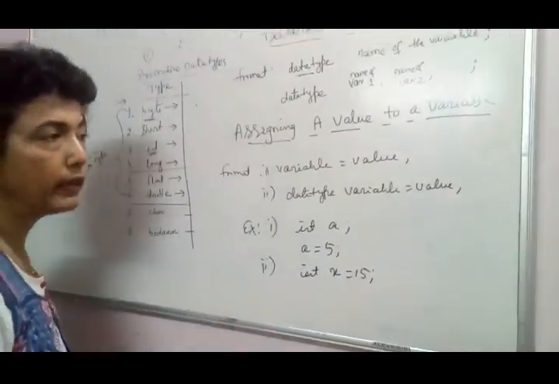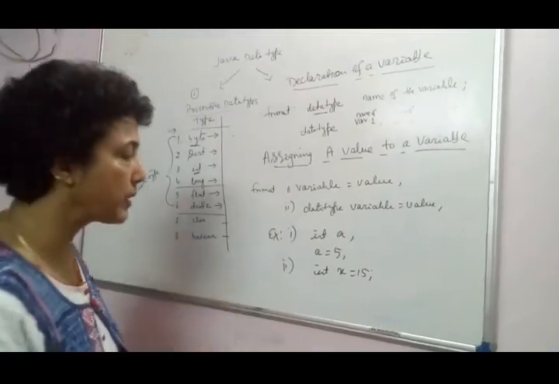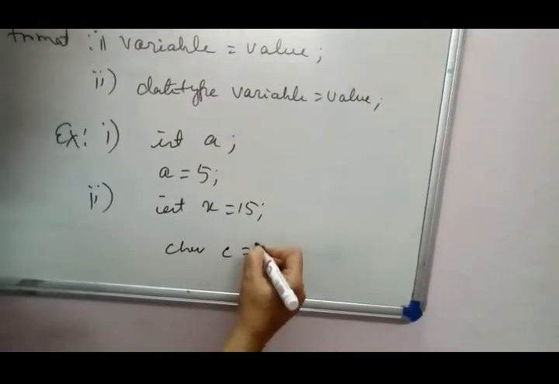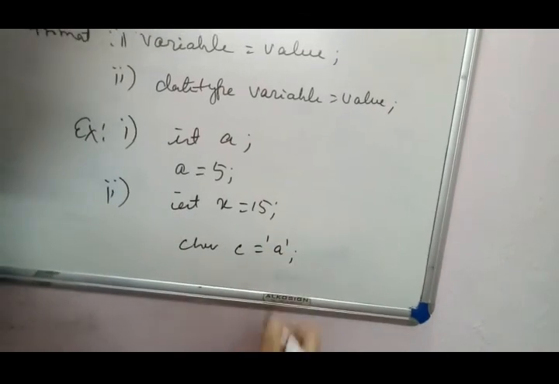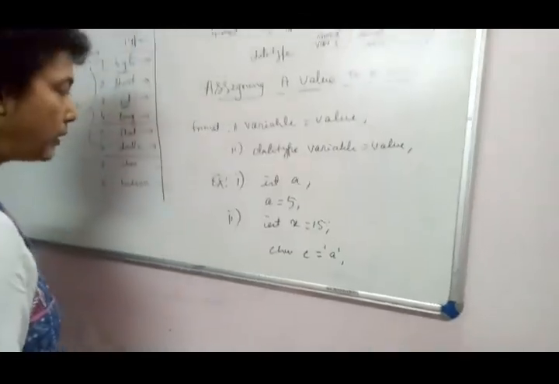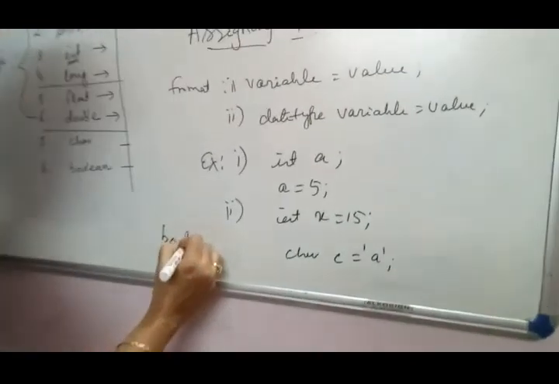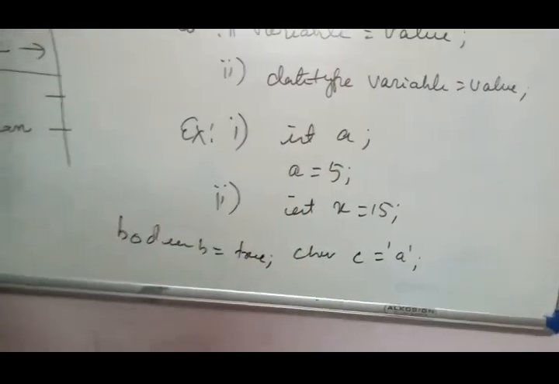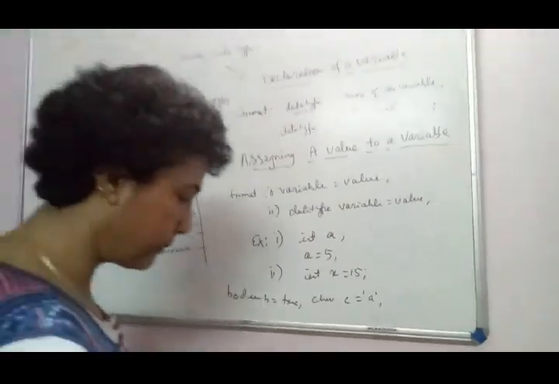This is how we declare different variables. Like that, suppose a character variable, character constant. Boolean, Boolean constant. Like this, okay?